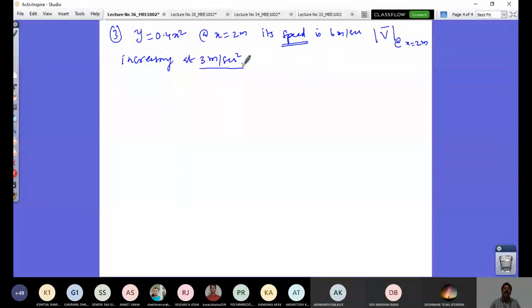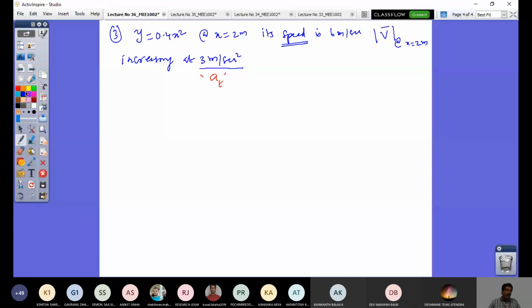So if the speed is increasing with some rate, what is this acceleration? This acceleration is the tangential component of acceleration. That's given because speed is increasing. This component of acceleration is what is responsible. So the given 3 meter per second squared is AT. That you have to understand.